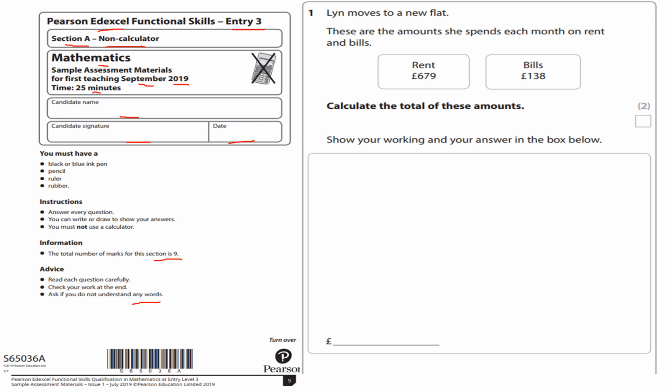Lynn moves to a new flat. There are amounts that she spends each month on rent and bills. So rent is £679, bills is £138. Calculate the total of these amounts. Okay, so total just means adding together.